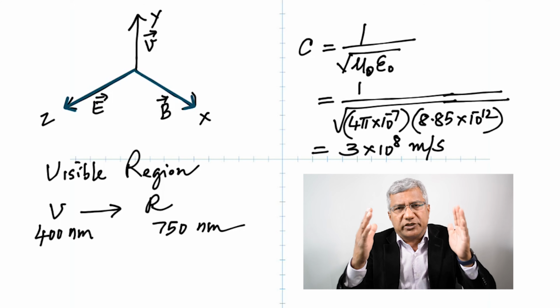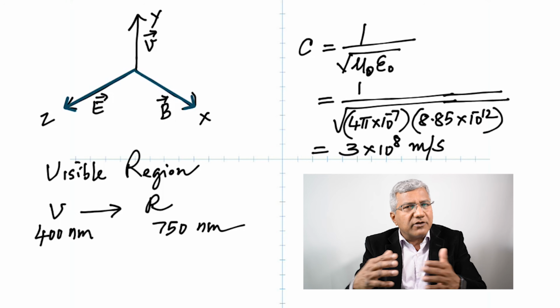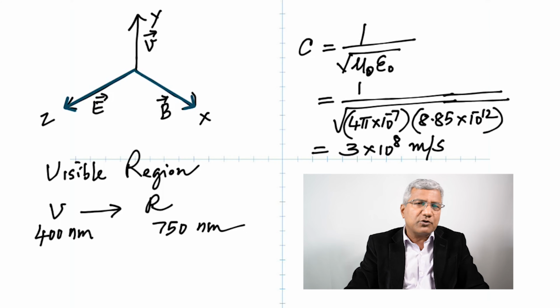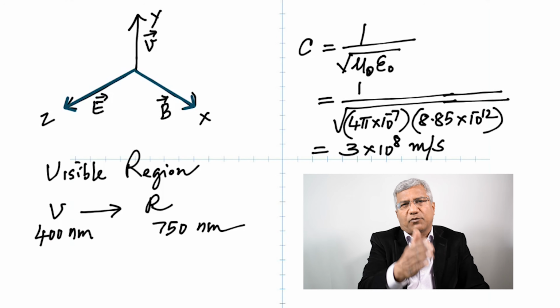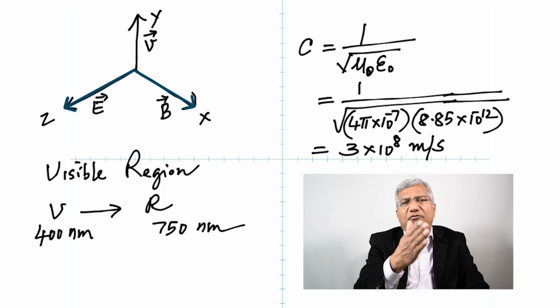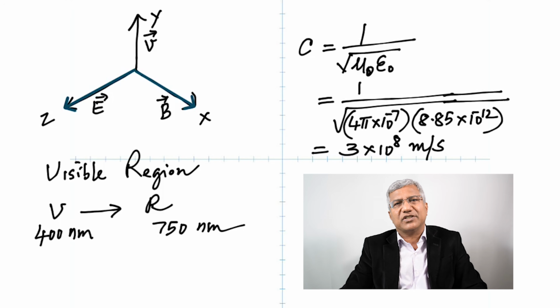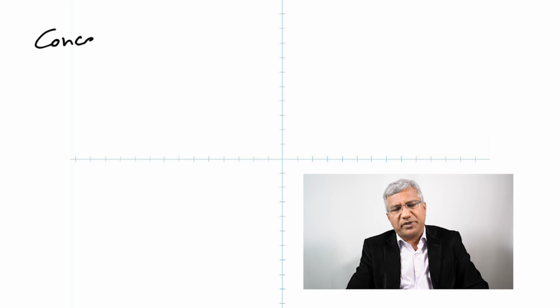And you've got to remember the order of the regions of the electromagnetic spectrum, in the order of either increasing wavelength or decreasing wavelength. I wanted to talk about the visible region, where you have the colors from violet to red. The approximate wavelengths are 400 nanometer for violet and 750 nanometer for red. That's electromagnetic waves. What do we have next?